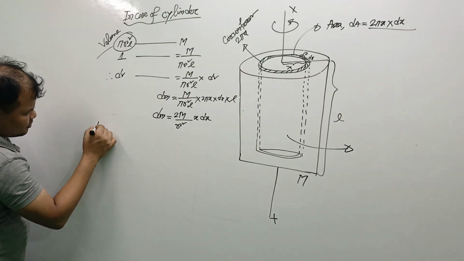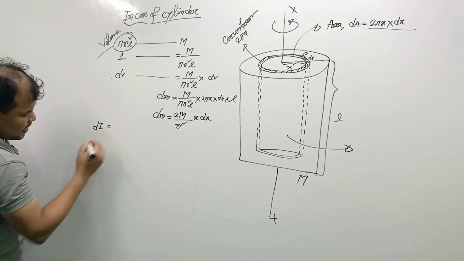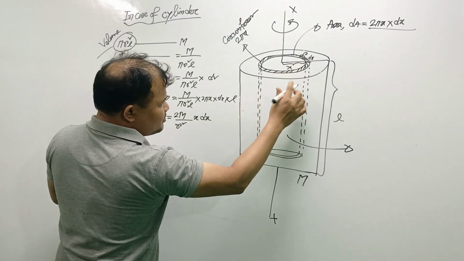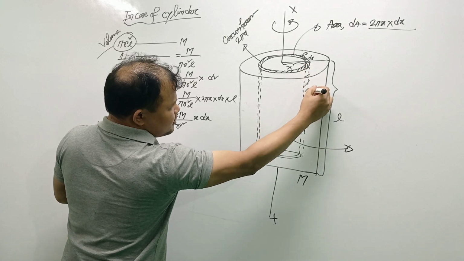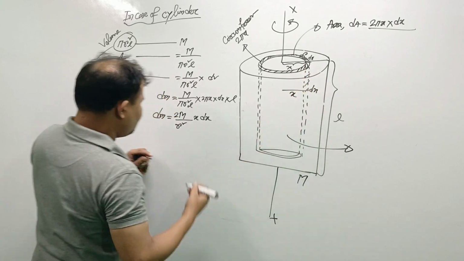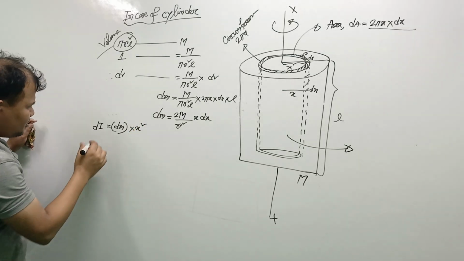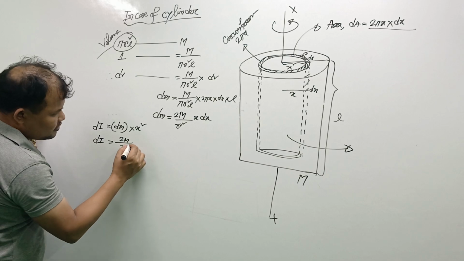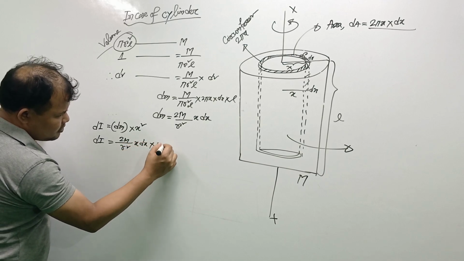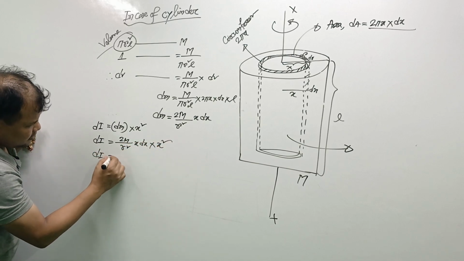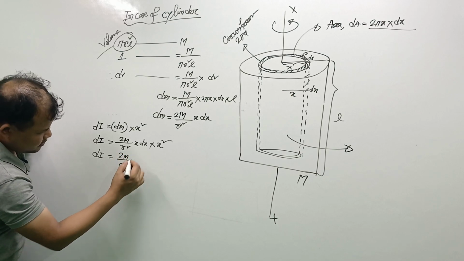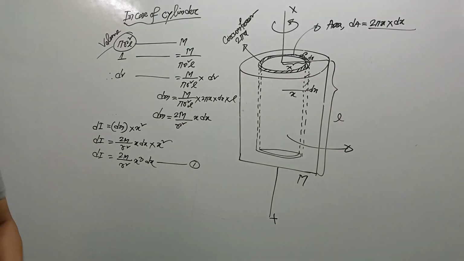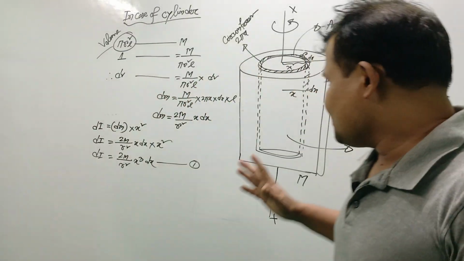Now we find out the moment of inertia, which will be very small, dI. We write mass, and the mass of this very small section will be dm, and distance is x. So we multiply x square. The value of dm will be 2m divided by r square, x dx, and x square. So dI equals 2m divided by r square, x cube dx. This equation represents the moment of inertia of the very small spot.